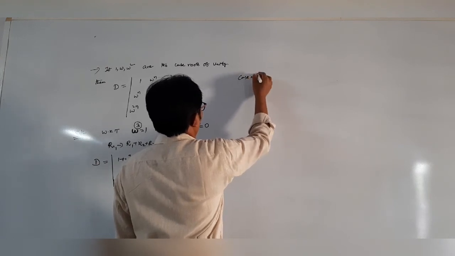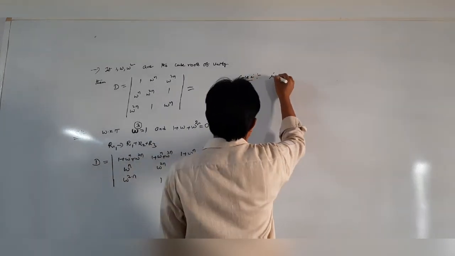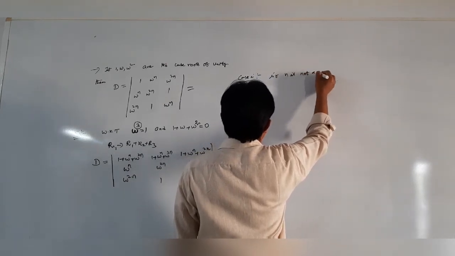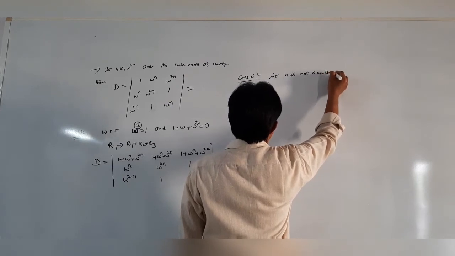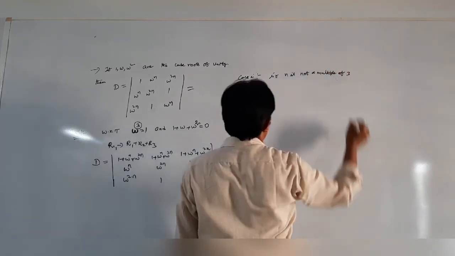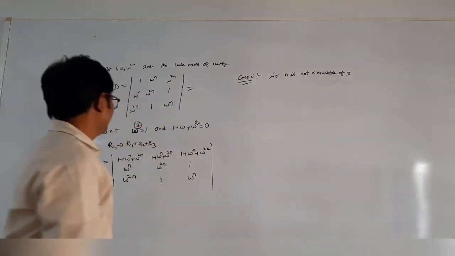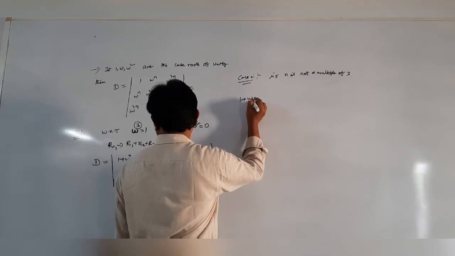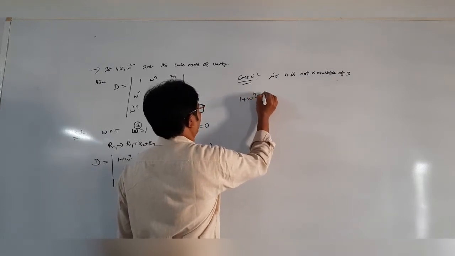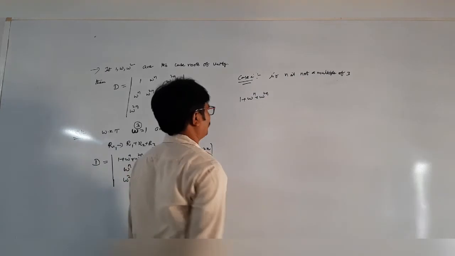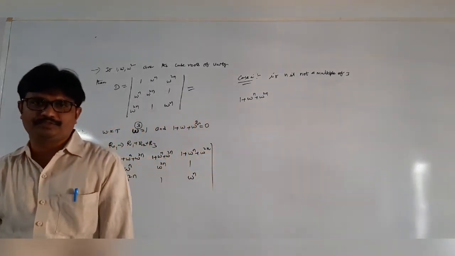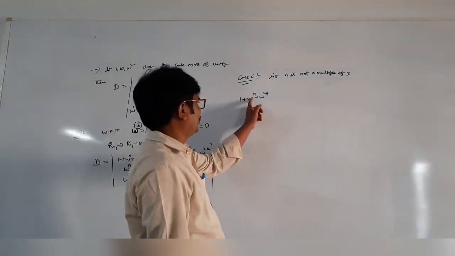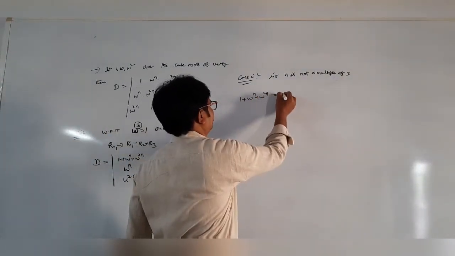Case 1. If n is not a multiple of 3, undoubtedly, dear students, the entries are 1, omega power n, omega power 2n. Suppose we take n equal to 1, that is 1 plus omega square.